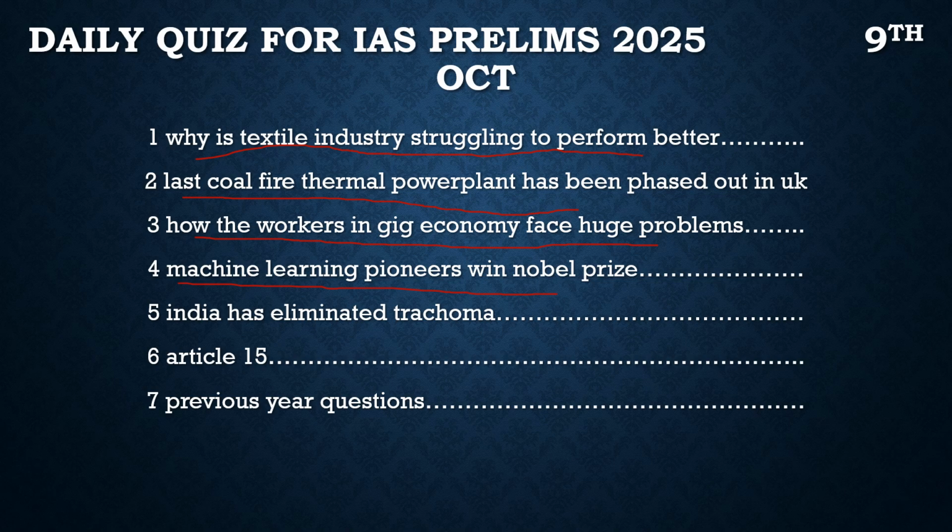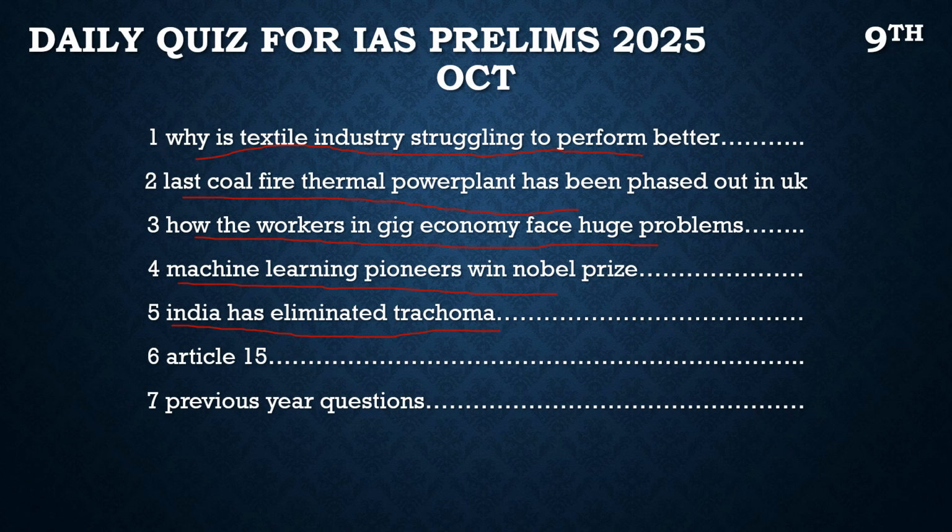And then finally there is another topic: India has eliminated trachoma, which is an eye disease. It is a bacterial infection, and we will solve a question to get more idea about it. So this is all about the important current affairs topics which were in the news today. We will try to solve prelims based questions and get more idea about it.